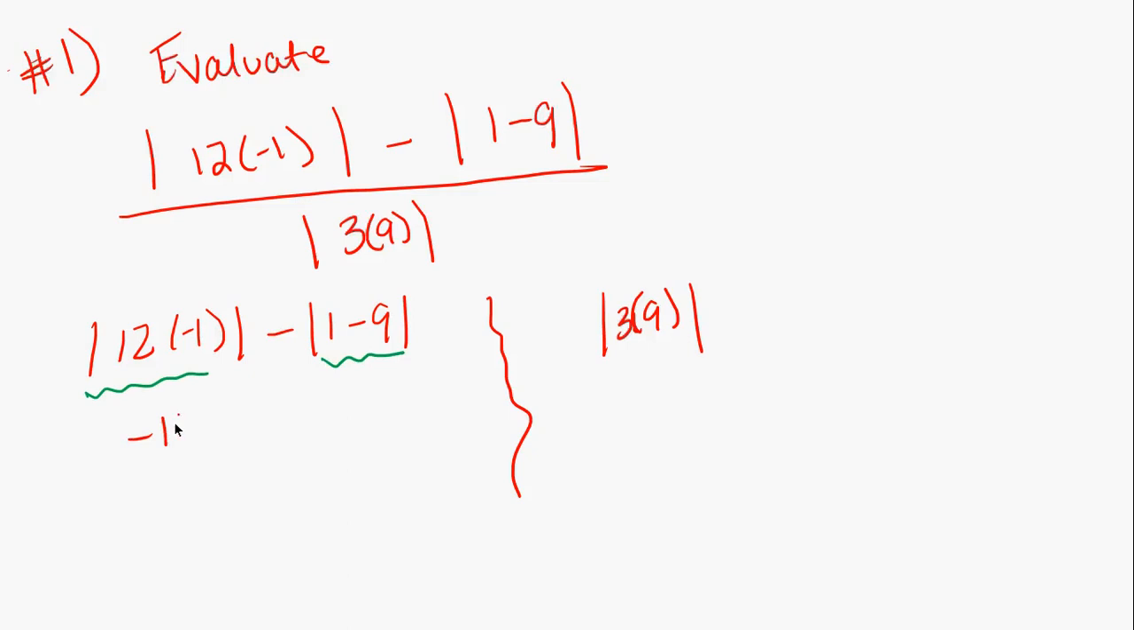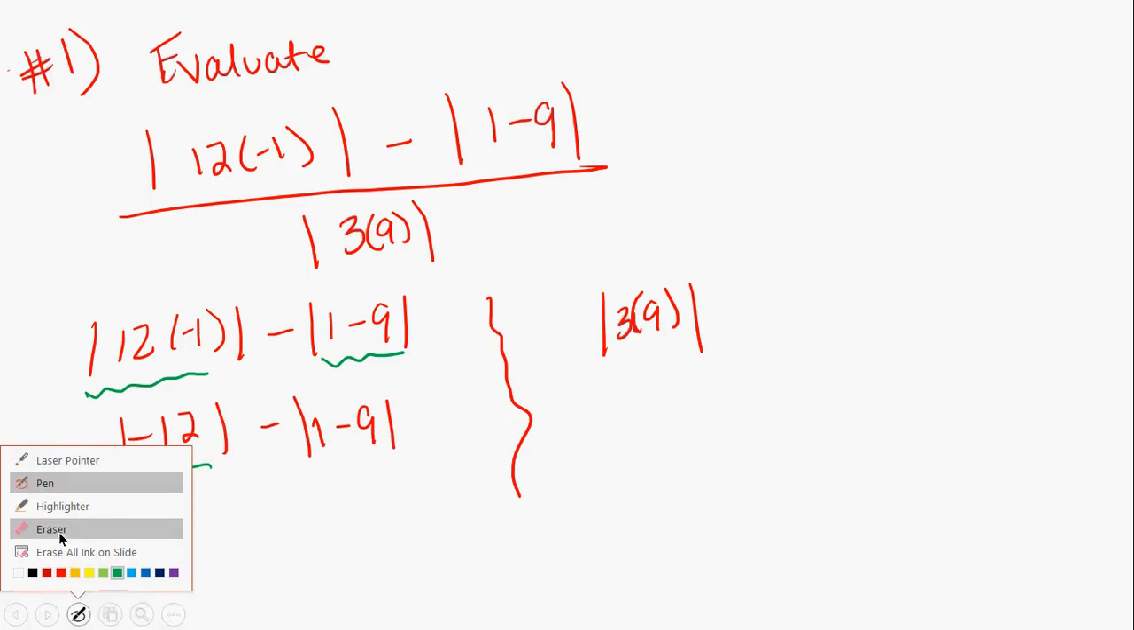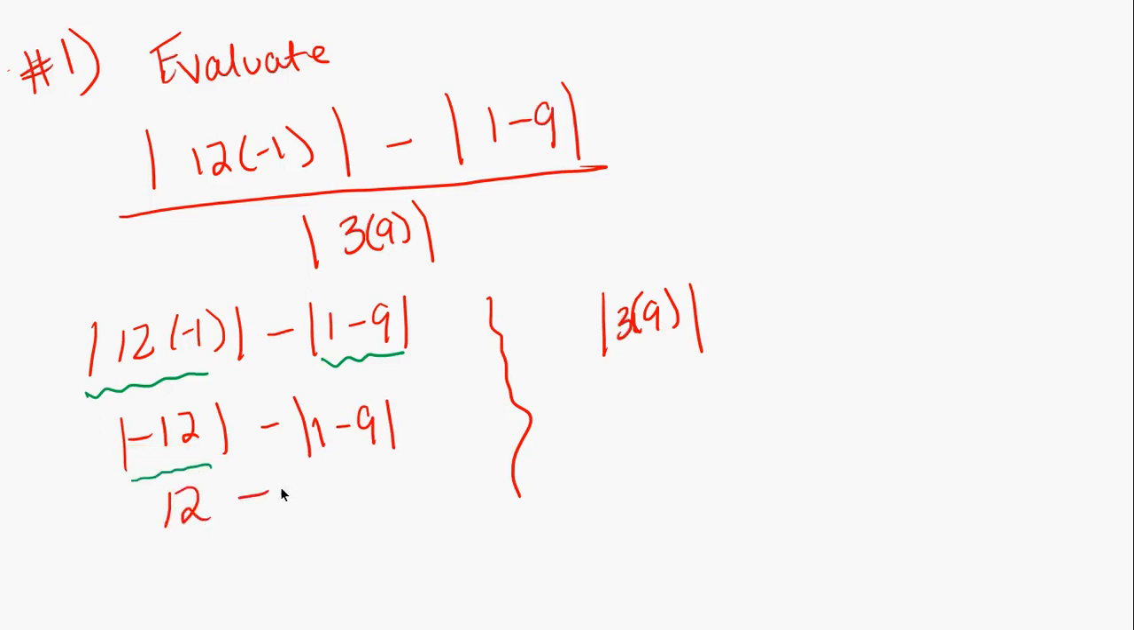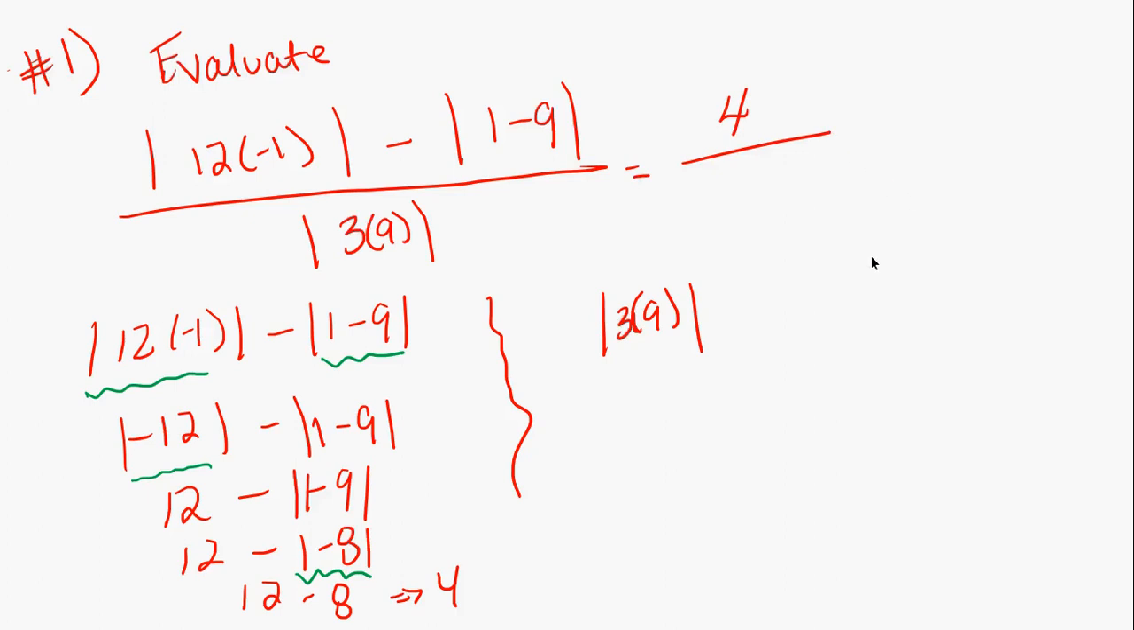So 12 times -1 is -12. The absolute value of -12 is just 12. And then we work on our 1 minus 9. 1 minus 9 is -8. Then we take the absolute value of that, which gives us +8. So we have 12 minus 8, which is really 4. And that's what's going to go on the numerator.